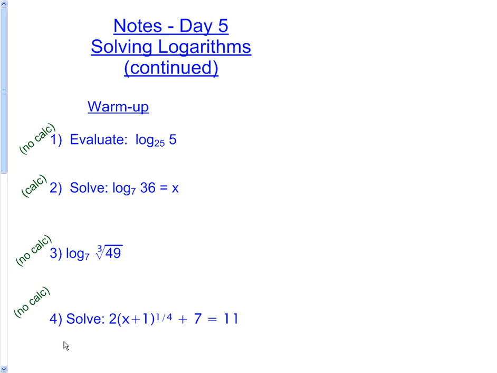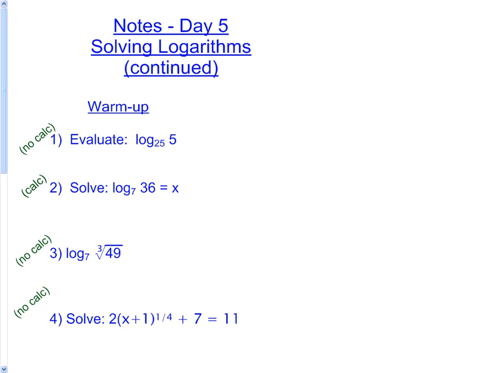Okay, so today it's a little warm up, but the lesson we're going to be teaching is solving logs. Right now I'd like you to just try these 4 questions, and I'll hit pause while you work on the first couple, and then we'll jump in.